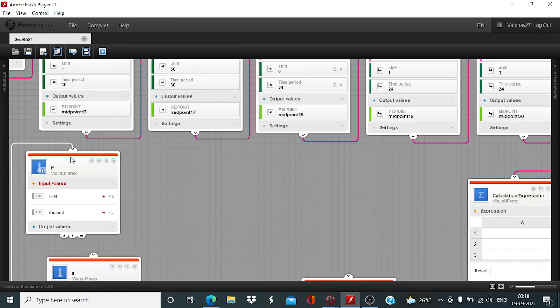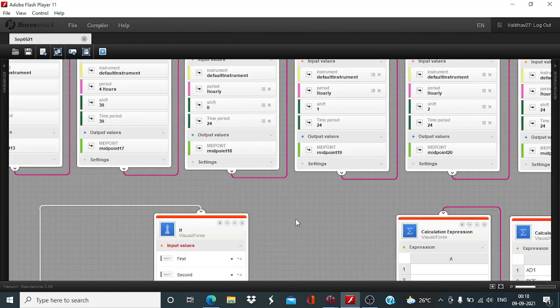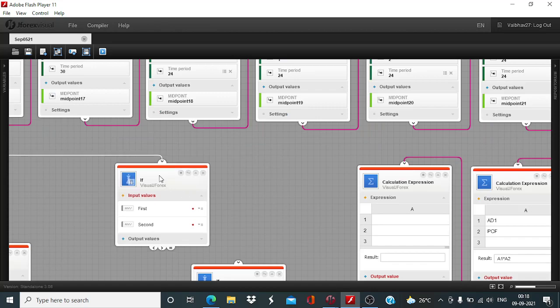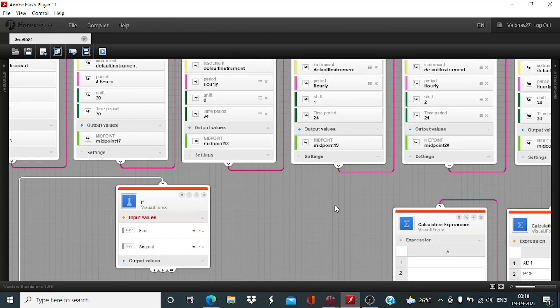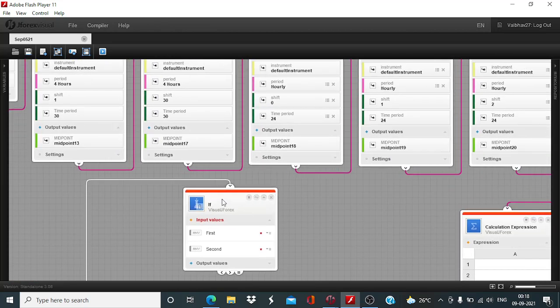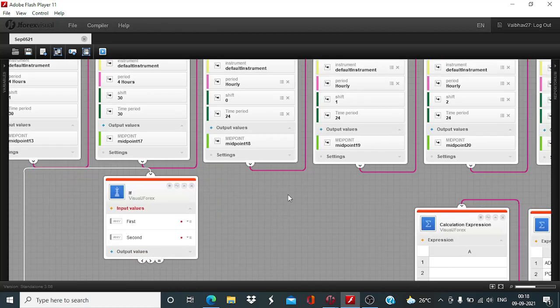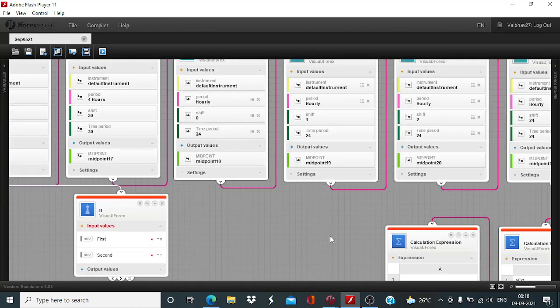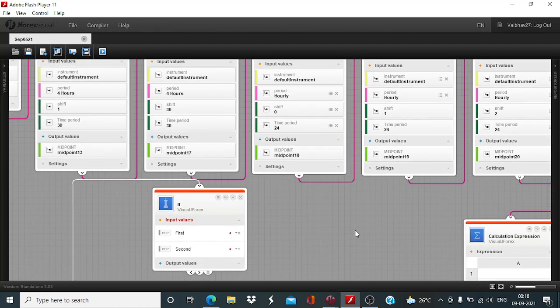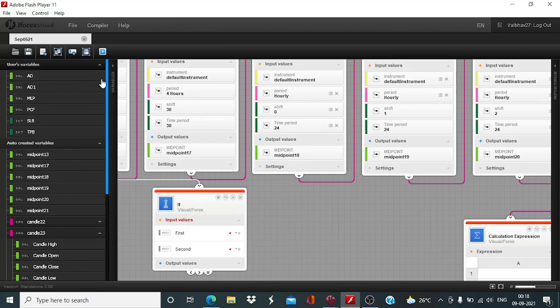And after that, we consider the price formation over the last 24 hours. So we have to compare midpoint 18 and midpoint 19. Midpoint 18 needs to be higher compared to midpoint 19.